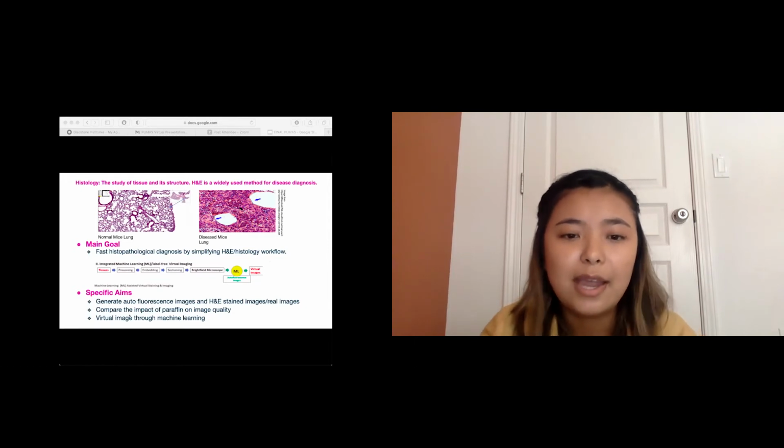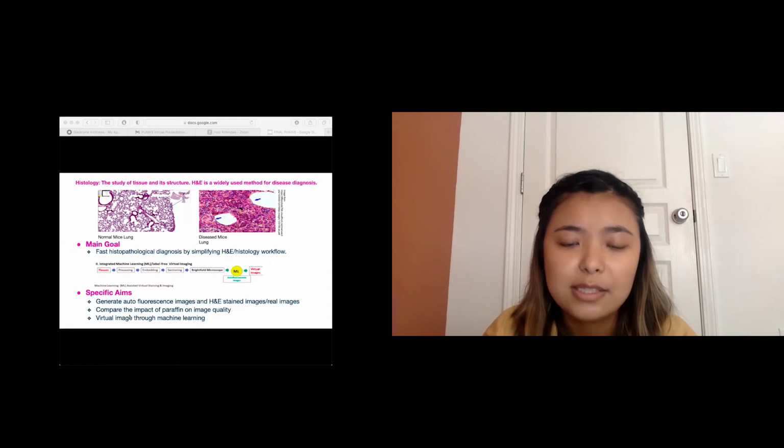So my specific aim for the project was to generate autofluorescent and H&E stained images and compare the impact of paraffin on the image quality, and based on the image quality, create a virtually stained image using machine learning.